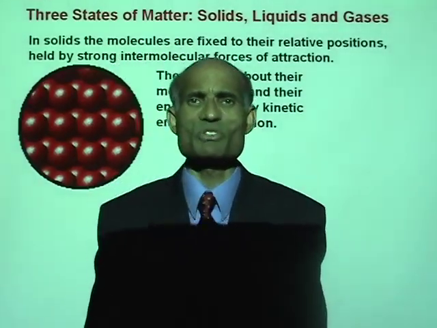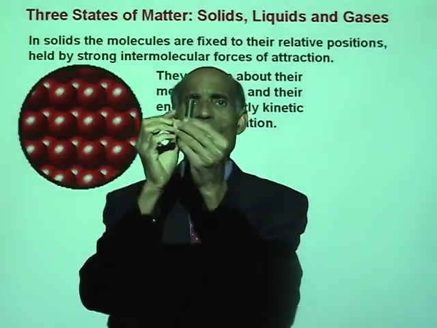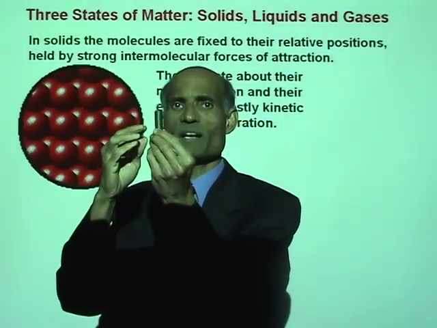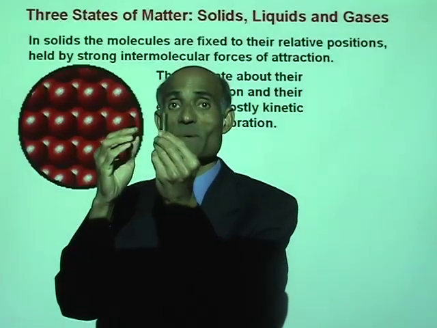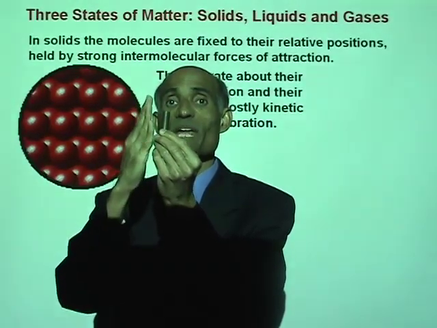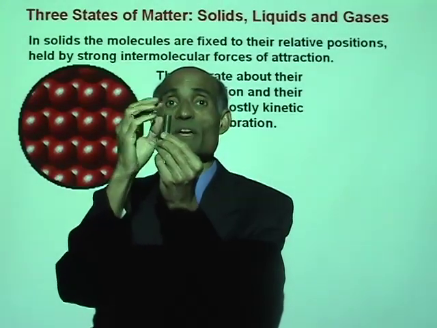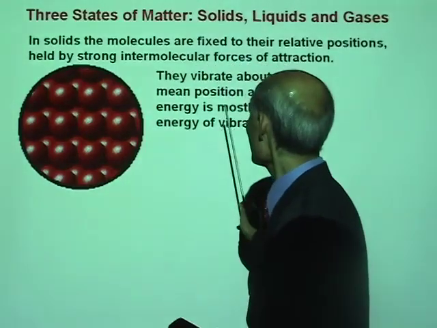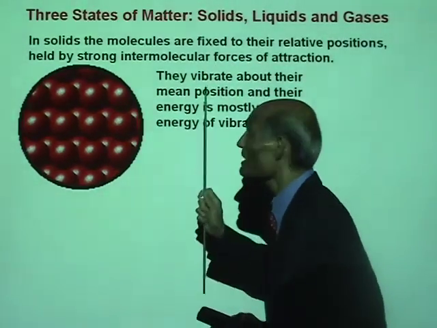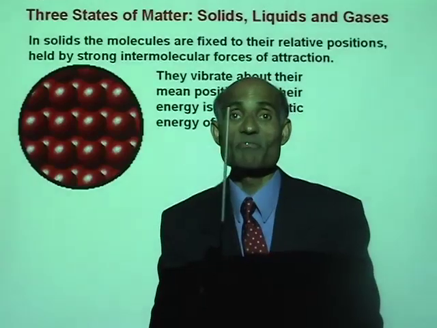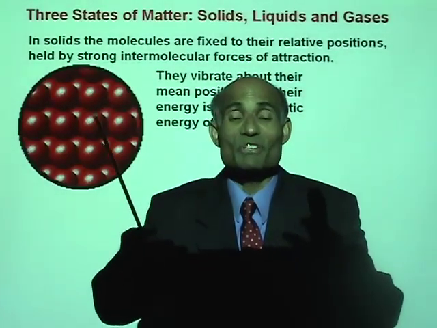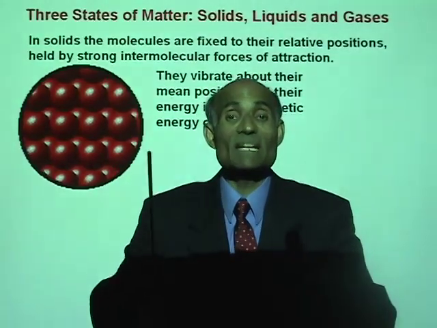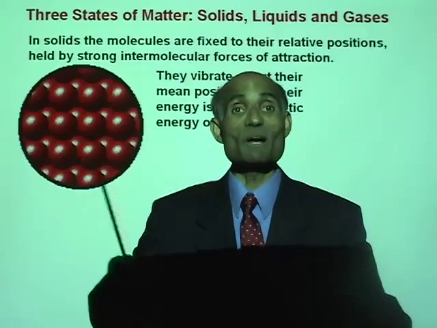What does a mean position mean? If this is where we place it, then it can vibrate left and right about the mean position. That means they go equal distance to the left and right from their central position. Now that means they have kinetic energy of vibration. Anything that vibrates has kinetic energy. I'm sure you understand what the meaning of kinetic energy is. Kinetic energy is energy of motion.